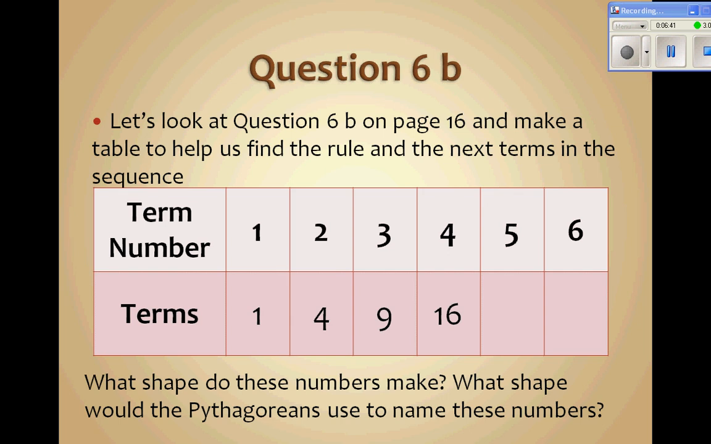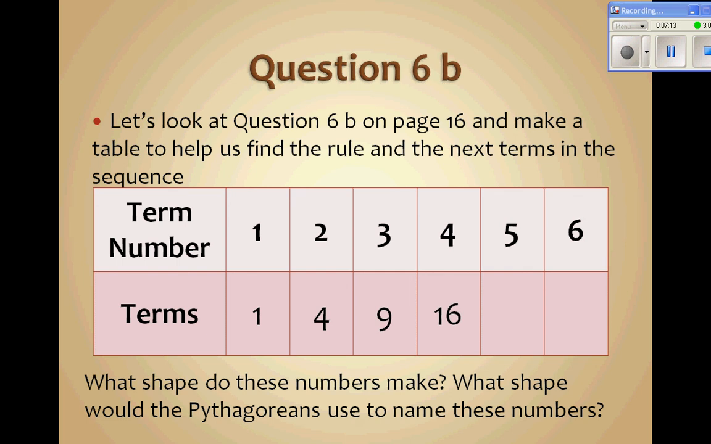Let's take a look at the relationship between the term numbers and the terms. The first term is 1. The term number is 1. The second term is 4. The term number is 2. The third term is 9. The term number is 3. The fourth term is 16. The term number is 4.